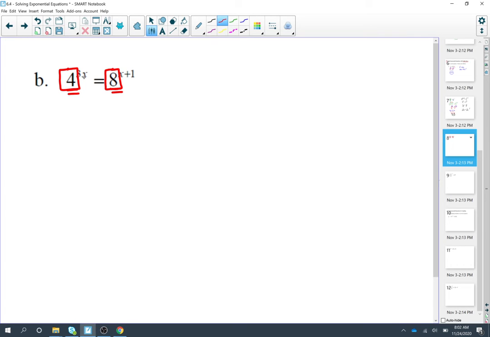So I have to rewrite both of them using an even smaller number. And that smaller number I'm looking at going, okay, well, 4 I know is 2 squared. Okay, all I did was change the 4 to a 2 squared. Well, now I'm curious, can I change the 8 also into a 2? Well, 2 to the 1 is 2. 2 to the 2 is 2 times 2, which is 4.